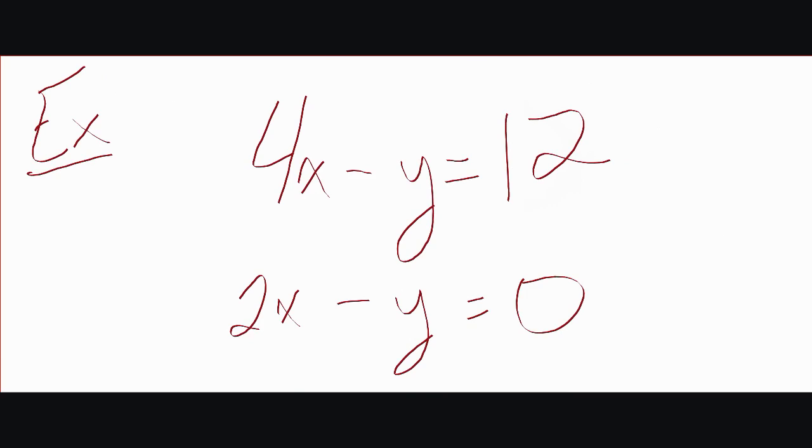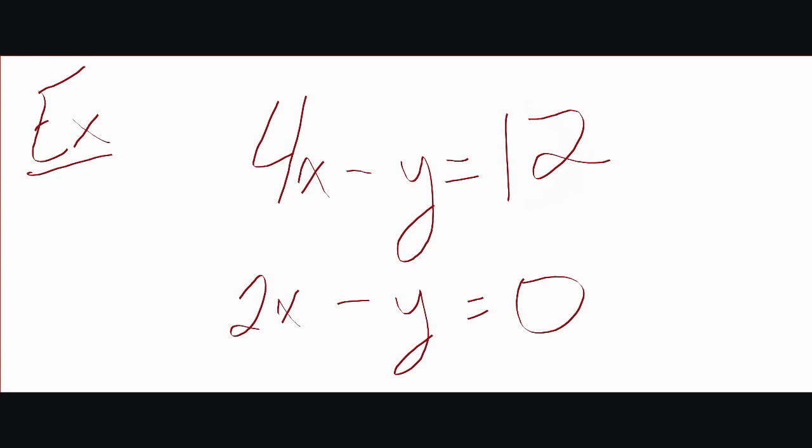So here we have another example. 4x minus y is equal to 12, and the second equation is 2x minus y is equal to 0. So those are our two equations in the system. We want to find the x and the y value that satisfies both of these equations. In the past we've done it by graphing, but here we're going to do substitution.